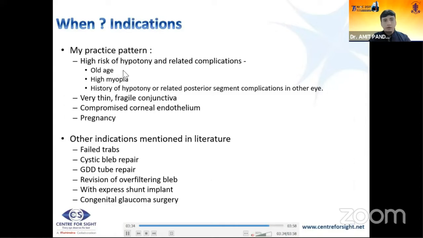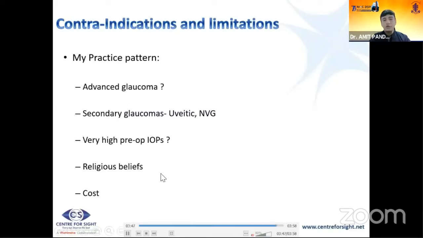So my practice pattern is I usually do it in patients who have a very high risk of hypotony or related complications, like old age, high myopia, and if they have had a history of hypotony in the other eye. I usually avoid it in neovascular glaucomas or secondary uveitic glaucomas, and in patients with advanced glaucomas. In Muslim patients, I tell them about the porcine origin of this implant, and only if they're okay with it do I go ahead with it. Cost is a limiting factor that has to be considered.